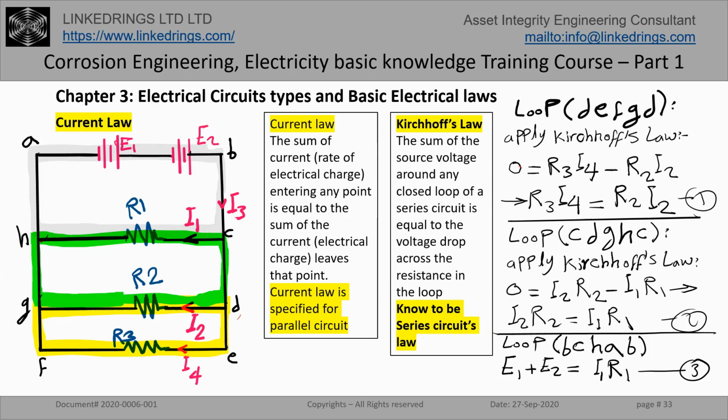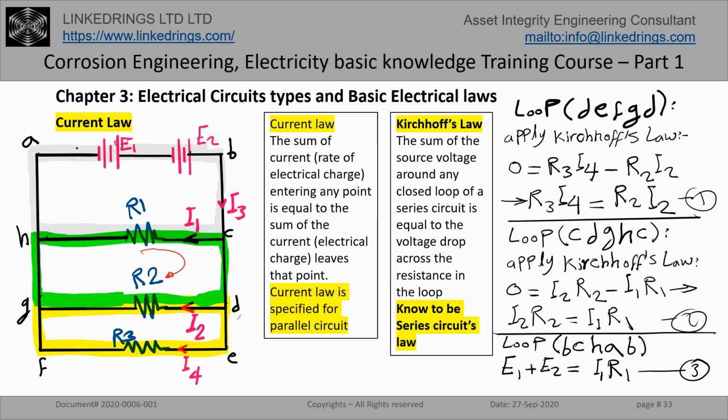Now we will take the green closed loop circuit, C, D, G, H, C. Same thing. This is the direction of the current we're assuming. So the voltage source is 0. So 0 equals I2 times R2. Then as I work around the circuit, I am opposite here, so minus I1 R1. That means I2 R2 equals I1 R1. This is equation number 2.